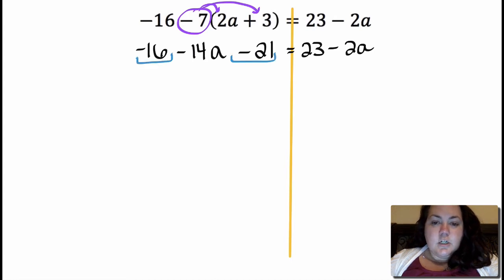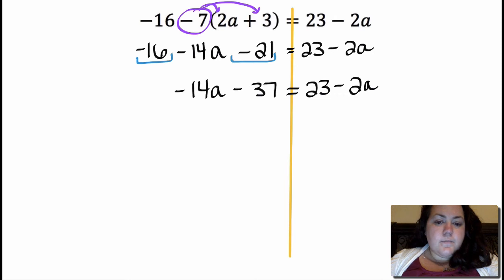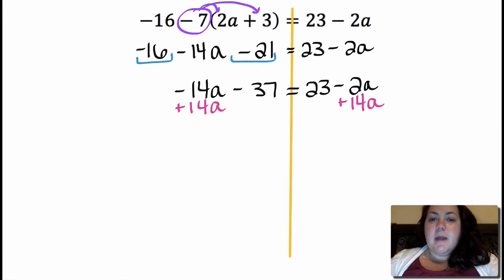I can combine like terms. I have a negative 16 and a negative 21. Those are both constants. When I add those, I get negative 37. So I have negative 14a minus 37 equals 23 minus 2a. I want to get the a terms on one side, so I'm going to move the negative 14a by adding 14a to both sides.